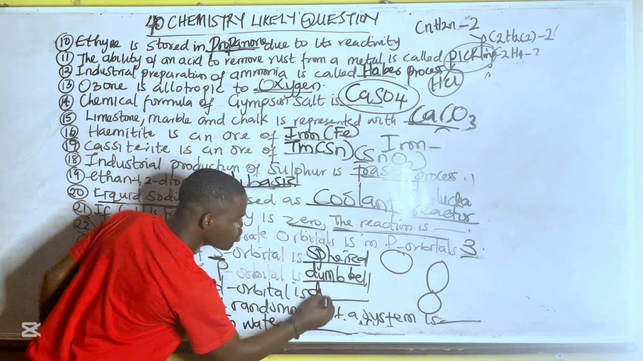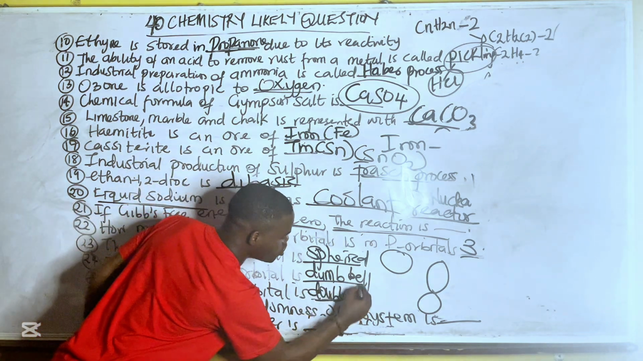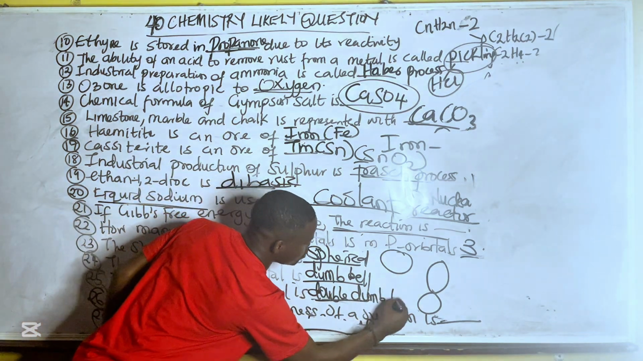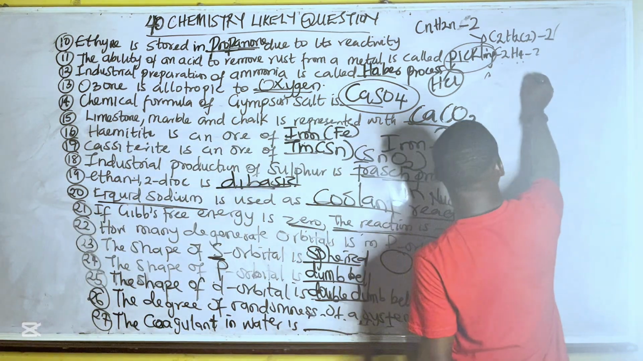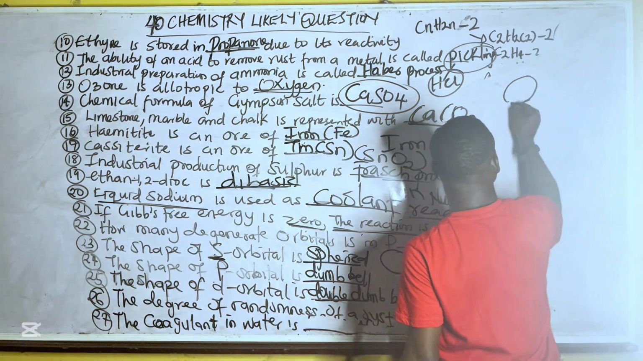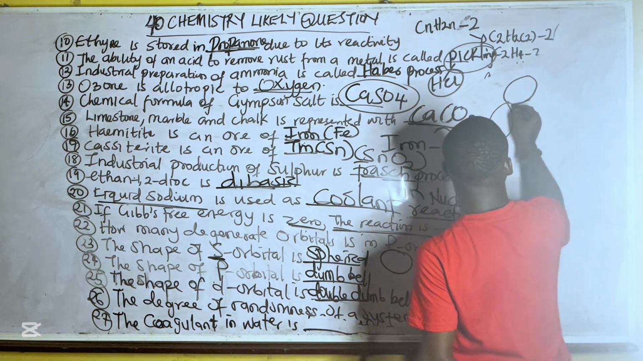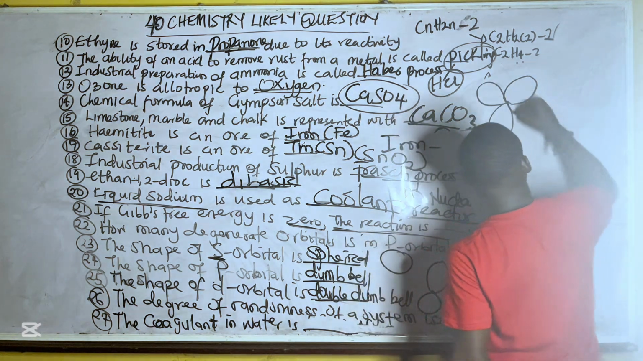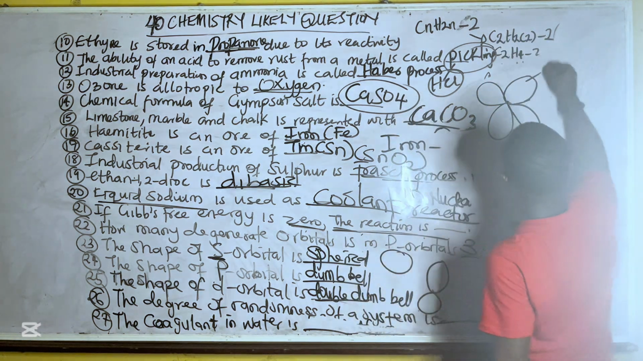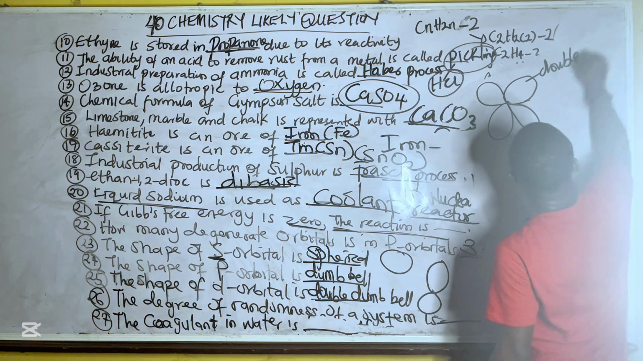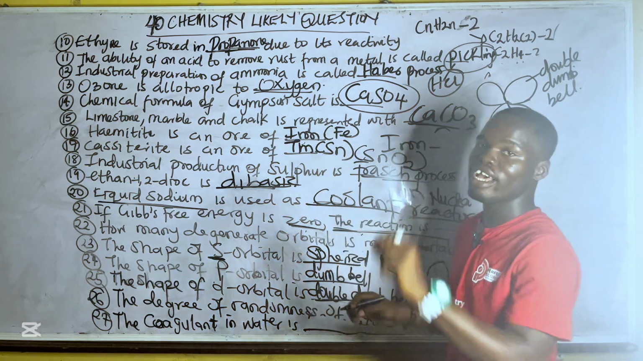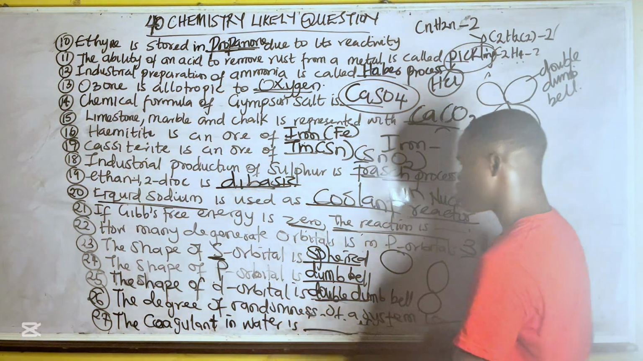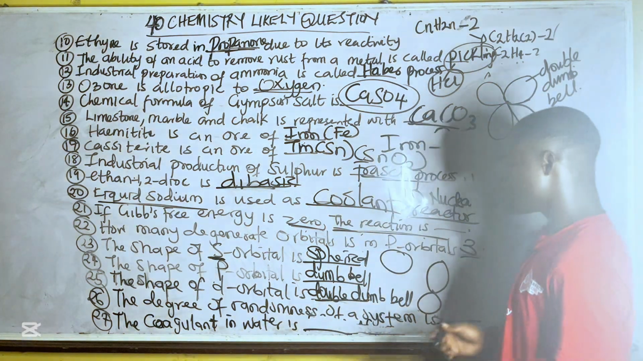The shape of the d orbital is double dumbbell. When you have something like this, and you have another one like this, this is what they mean by double dumbbell, and this is for the d orbital. The f orbital is complex. That's the shape, but it's not part of this question.